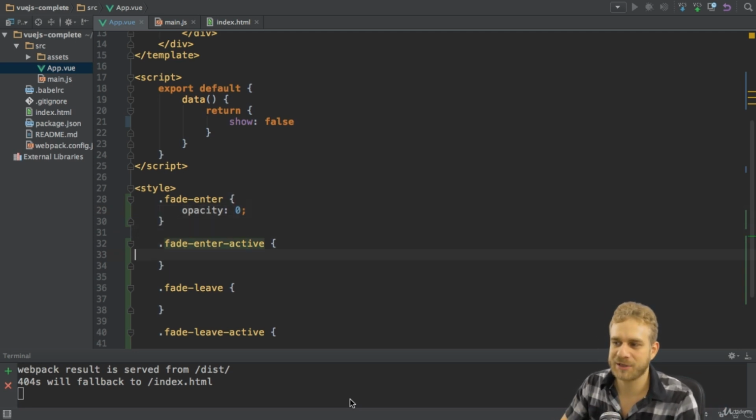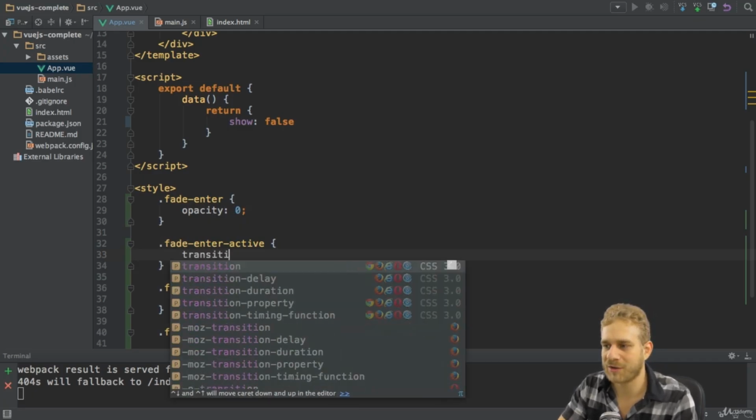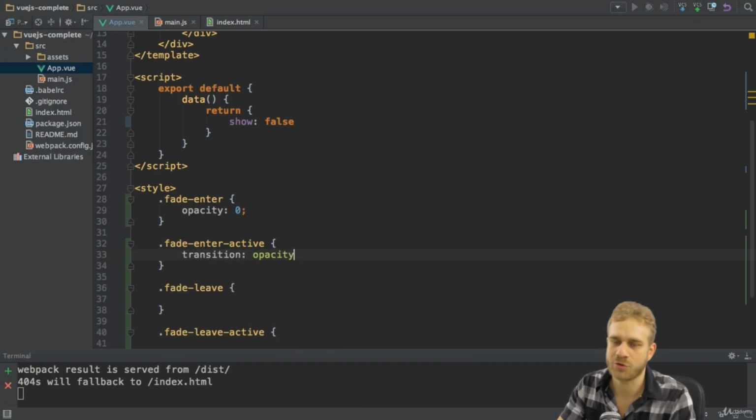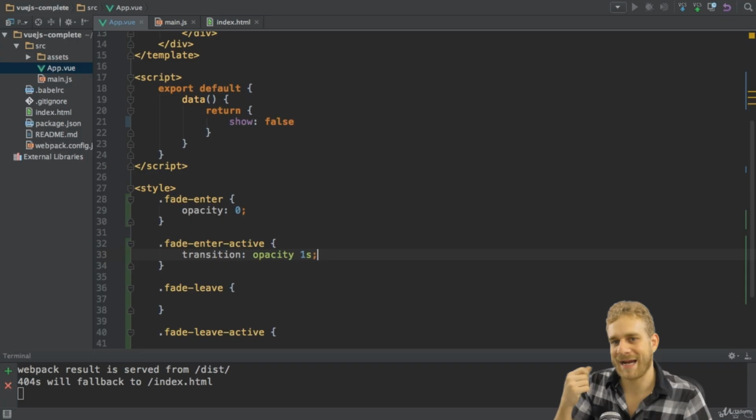The place to set up the transition is here in the fade enter active class. Here I want to transition my opacity. You could also transition all if you wanted, but we only want to transition the opacity, so this is fine. And I want to transition it over 1 second, let's say. Pick any time frame you want to pick. Now this will animate it.